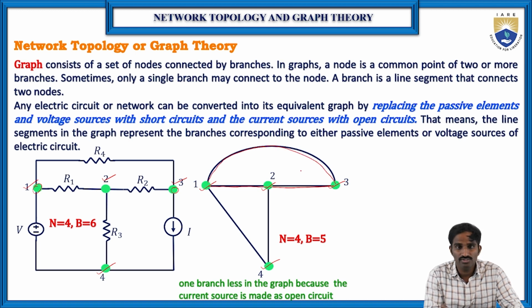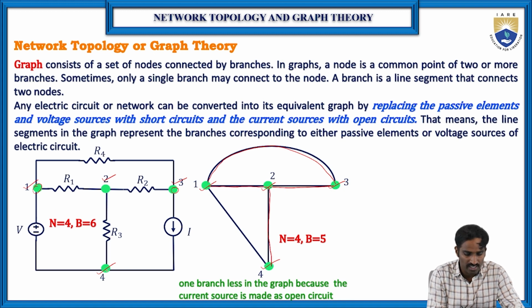In the graph there is no rule that we should draw a straight line, because this is a graph. We can just draw with our free hand. We need not even use a scale to get a straight line. So we can draw with the free hand. Next, between 2 and 4 there is R3. So just join 2 and 4.